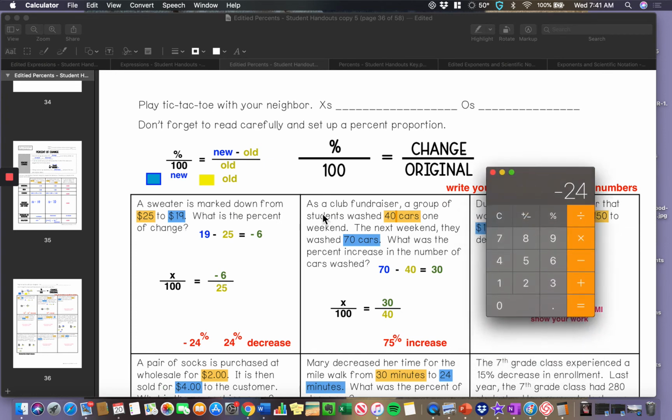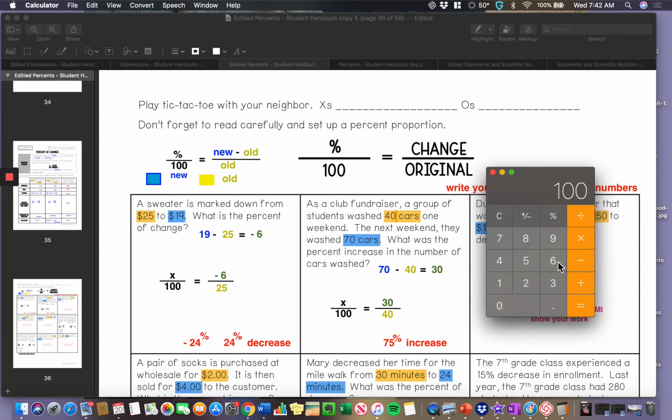So, on the next example here, it says a club fundraiser. A group of students washed 40 cars one weekend, and the next weekend they washed 70 cars. What was the percent increase in the number of cars washed? Well, the new amount was 70. So to find the change, I need to subtract the old from the new, and the difference was 30 cars washed. So I have my percent proportion, my change divided by the old amount.